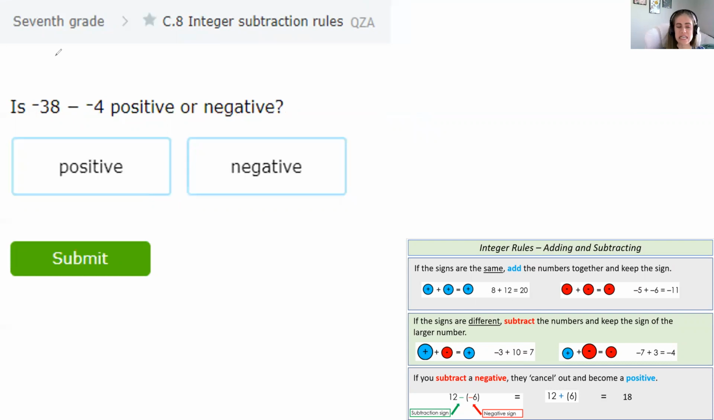How about this one? -38 minus a -4. Remember, first thing we got to do is see if this third rule applies. Are we subtracting a negative? Yeah, we are. Look right here, subtracting a negative. We got that double negative back to back. So what does it become? A positive.